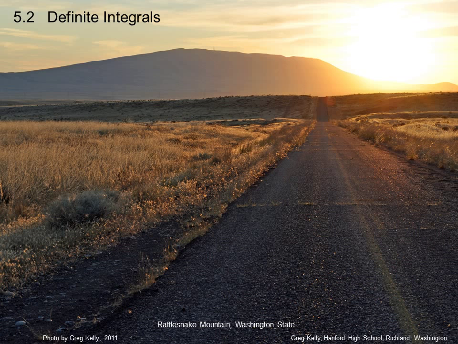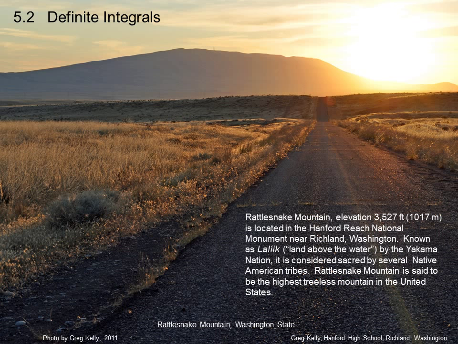This is Rattlesnake Mountain in Washington State. Rattlesnake Mountain, elevation 3,527 feet or 1,017 meters, is located in the Hanford Reach National Monument near Richland, Washington, known as Lalique, land above the water. By the Yakima Nation, it is considered sacred by several Native American tribes. Rattlesnake Mountain is said to be the highest treeless mountain in the United States.